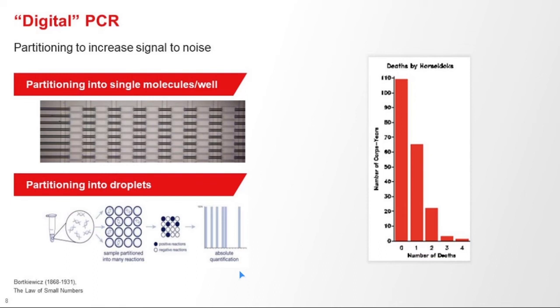Again, what's the problem we have with PCR? Low target number is a signal to noise issue. And so digital PCR tries to get around that by essentially partitioning your target into separate either wells, which is up on top here, this is the Fluidigm system, or droplets, for instance, BioRad. And then you basically can count an amplification as positive or negative and can back calculate the initial target based on the Poisson distribution.